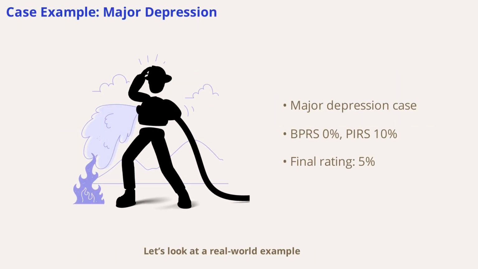Let's look at a real-world example. A 55-year-old real estate developer experienced severe depression with symptoms like hopelessness, fatigue, and loss of interest. After a year of treatment, he improved but still had trouble concentrating and enjoying activities. His BPRS score was 0%, and his PIRS score was 10%, resulting in an average impairment rating of 5%. This case highlights how ratings reflect both symptom severity and functional impact.